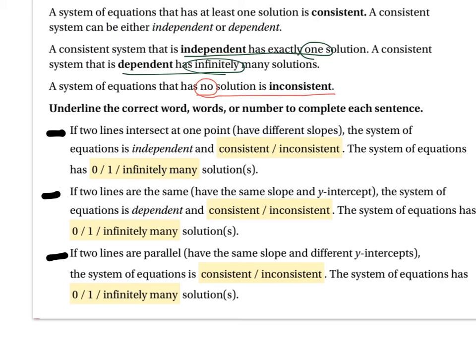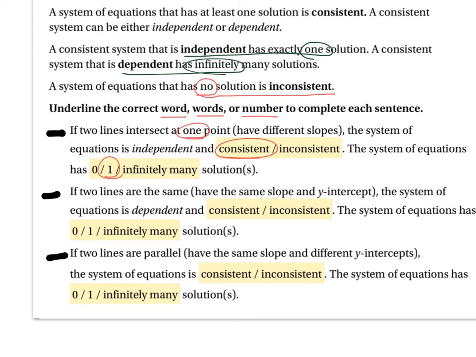So let's underline the correct word, words, or number to complete each sentence. If two lines intersect at one point, that means they have different slopes, and they're connecting at one point, the system of equations is independent and consistent, because inconsistent is when it has no solution. And if it connects at one point, it has one solution.